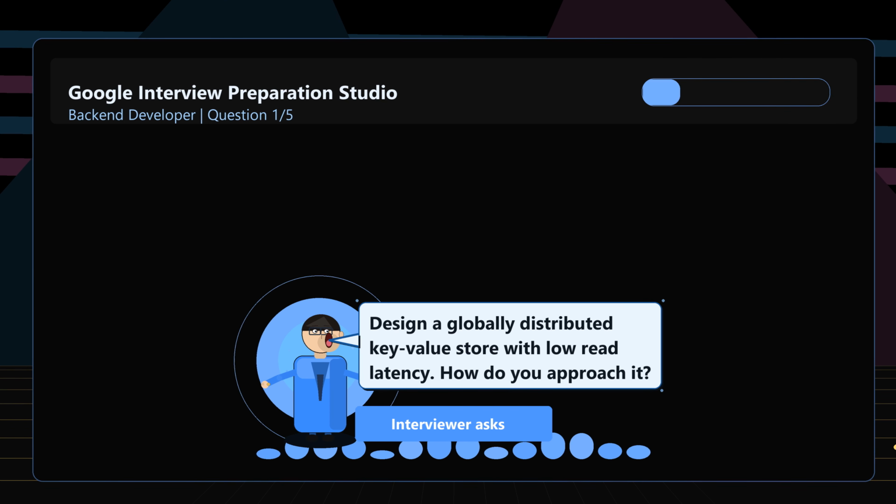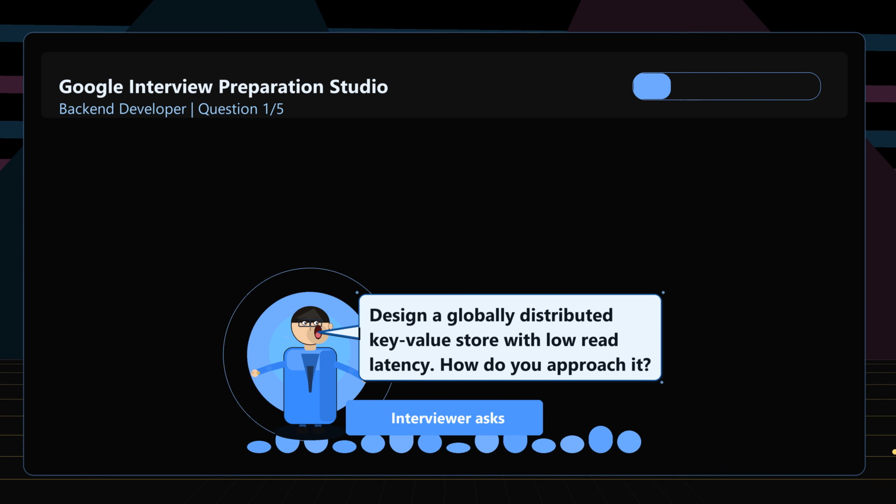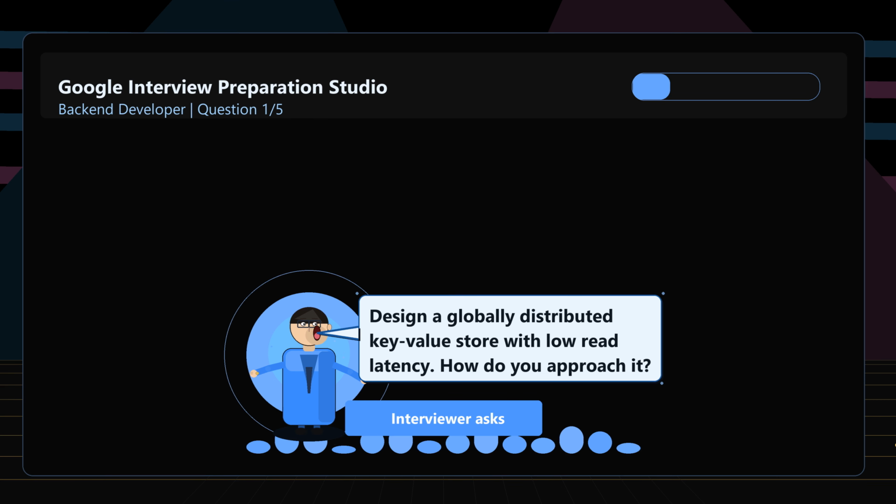Can you walk me through how you design a globally distributed key value store that ensures low read latency across different regions? What are your key design decisions?